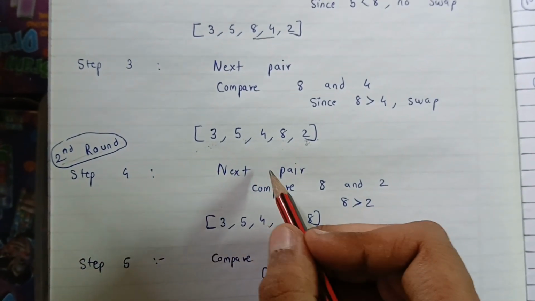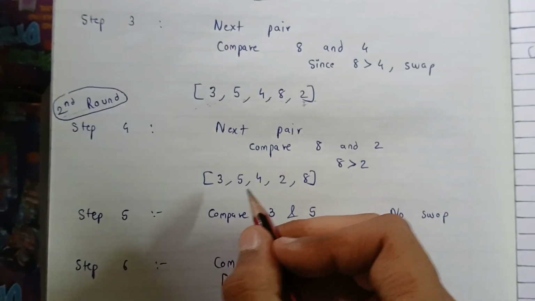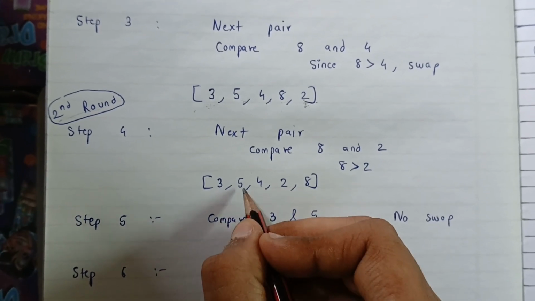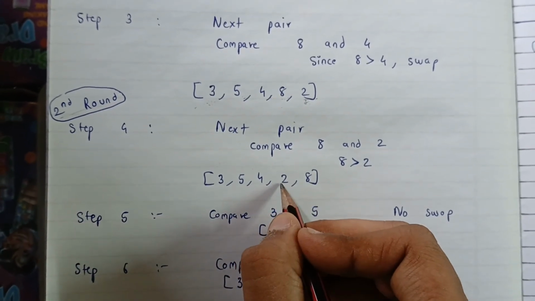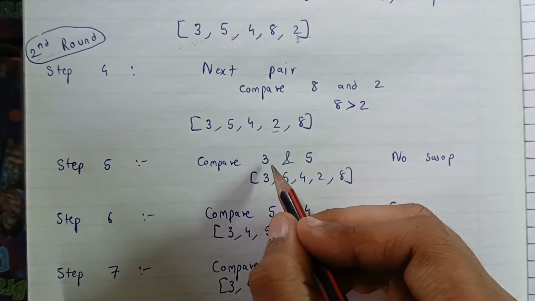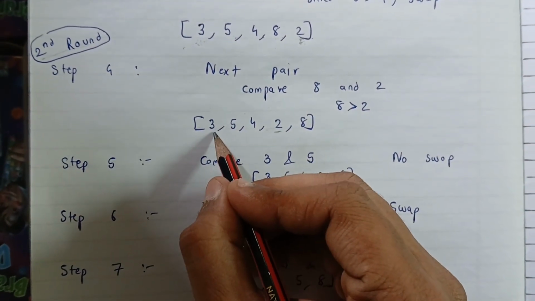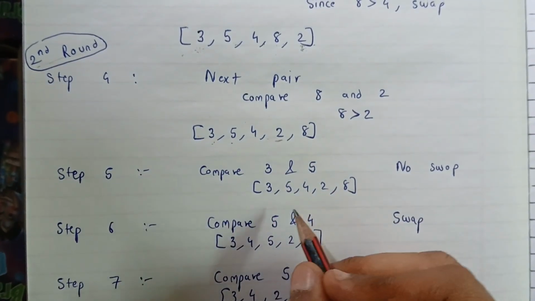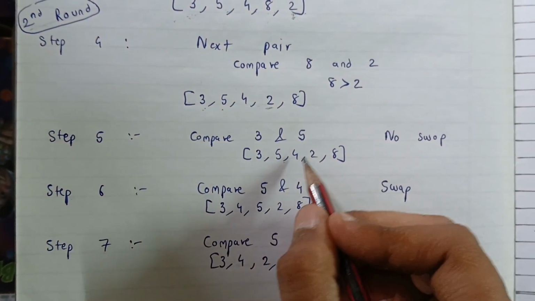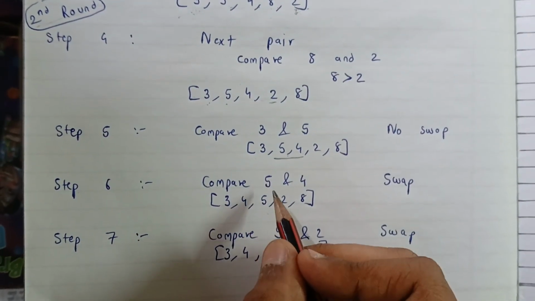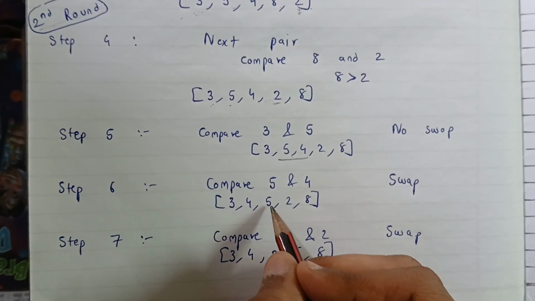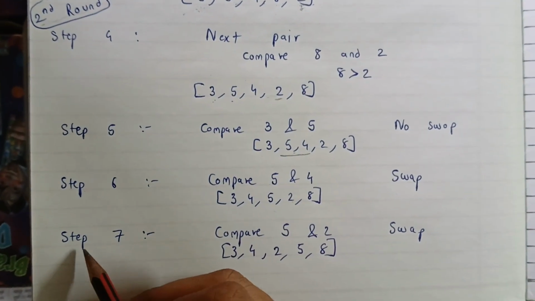So we'll see the next pair, which is 8 and 2, and obviously 8 is greater than 2, so we'll swap it and our array will be 3, 5, 4, 2, 8. Again 2 is not in the first position, so we'll swap again. On step 5 we'll compare 3 and 5. 3 is lesser than 5, so no swapping will be there, and 3, 5, 4, 2, 8 will be as it is. On step 6 we'll compare 5 and 4.